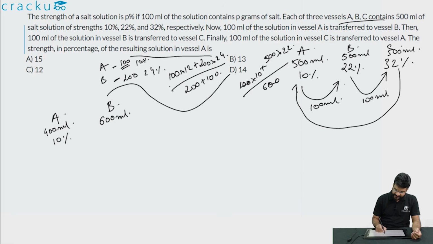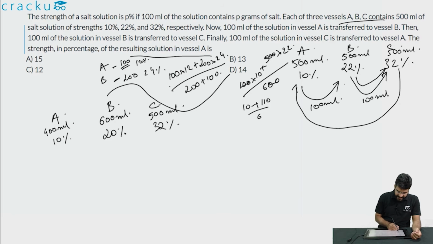You can cancel 100 from all of them, so it will be 10 plus 5 into 22 is 110 by 6, that is 120 by 6. So the strength of B becomes 20%. It has changed from 22%, it has gone down to 20%. And C after the first transaction is not altered. It has 500 ml and its strength is 32%. Now when you are moving 100 ml from B to C, A will remain unchanged. It will be 400 ml and 10%.